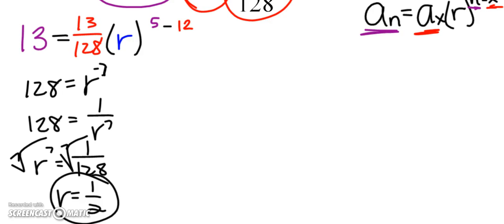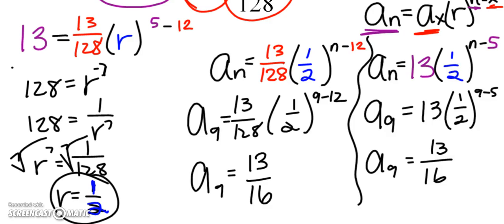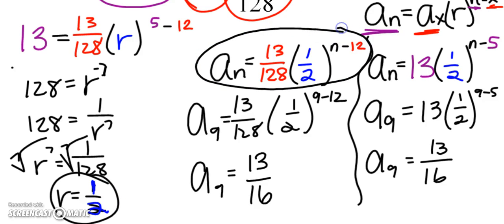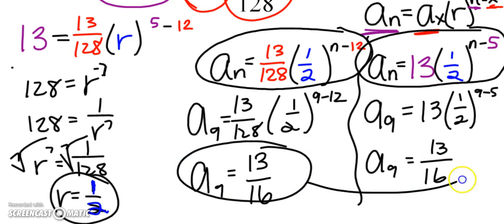Okay, so we get that r is equal to 1/2. Go ahead and check that. Follow through my work, see if everything makes sense. And then I'm going to have you pause again and see if you can go back and find a sub 9. So go ahead and pause. Okay, so after you find your common ratio, we need to go back and make a general formula. So you have two options. You can use this general formula that used the pair 12, 13, and 1/128, or you can use this general formula, which uses the pair of 5 and 13. It doesn't matter. You should end up with a sub 9 being equal to 13/16.